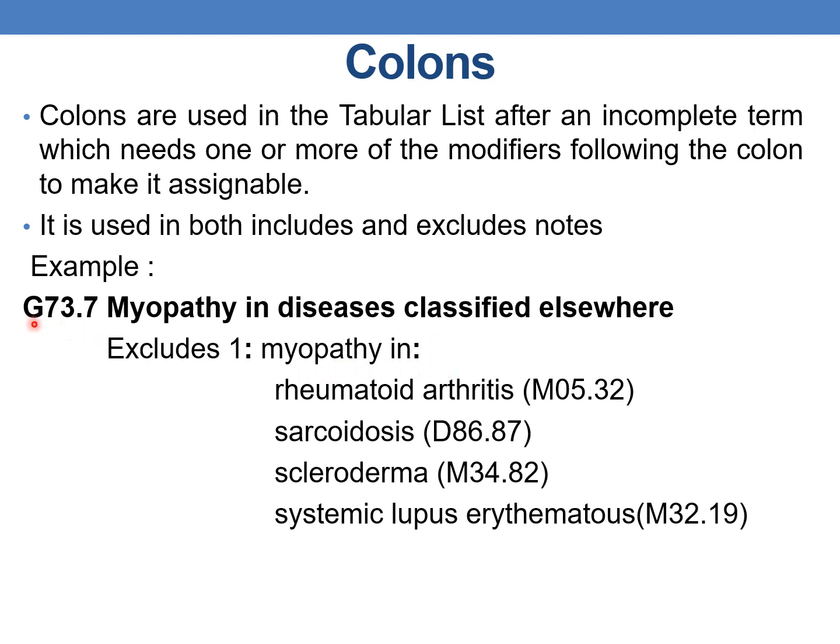So whenever you code this code G73.7, this is not a complete code. Under this, first you need to code myopathy in rheumatoid arthritis or sarcoidosis or scleroderma or systemic lupus erythematosus. These should be the PDX followed by G73.7 as the STX. So this is the function of colon. It is used after an incomplete term which needs one or more of the modifiers following the colon to make it assignable.